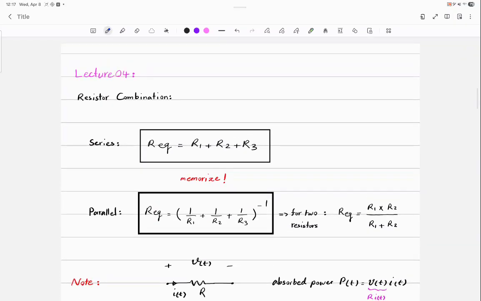If resistors are in series, just add them. If they are in parallel, use that equation. If you have only two resistors in parallel, you can go for the easier one: product over sum, which gives you the parallel.